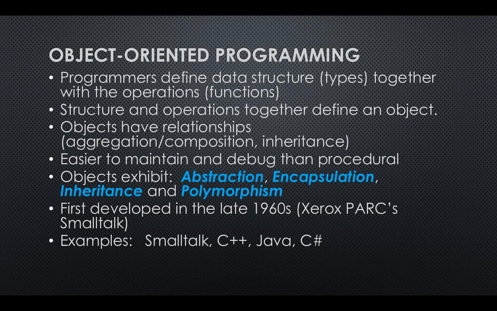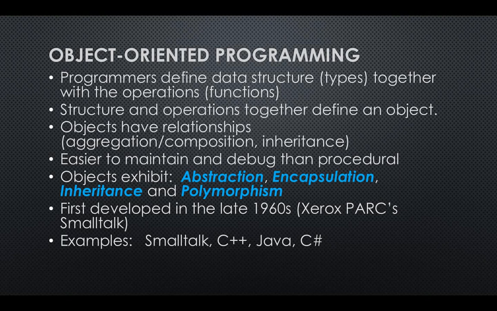And as they could with the data structures in high-level languages, objects can have relationships. They can have aggregation or composition as well as inheritance relationships. The aggregation and composition relationships define a has-a relationship, like a car has an engine. Inheritance defines an is-a relationship, like a crow is a bird. What makes object-oriented programming successful is that object-oriented programs are easier to maintain and debug than procedural programs.